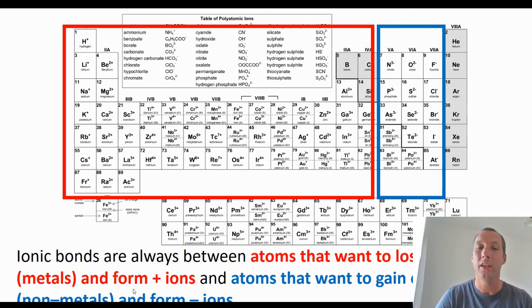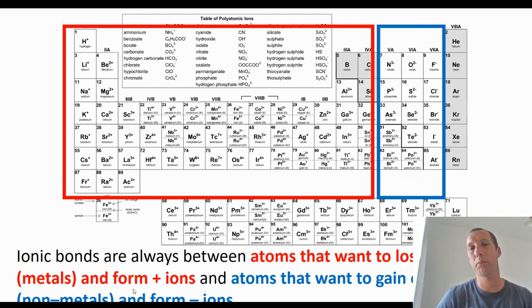take electrons. Now ionic bonds only occur between one atom from the red rectangle and one atom from the blue rectangle. It always needs to be a metal and a non-metal. So lithium will react with chlorine to form an ionic bond, and sodium will react with bromine. What you won't find are two metals reacting together to form an ionic bond, or two non-metals.